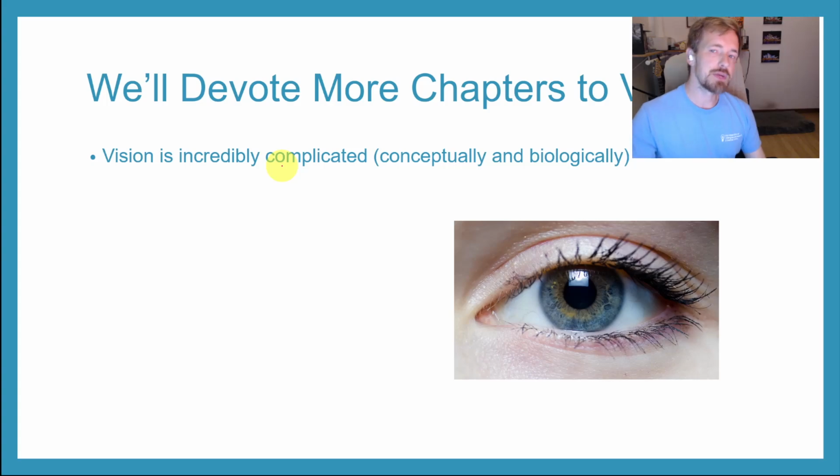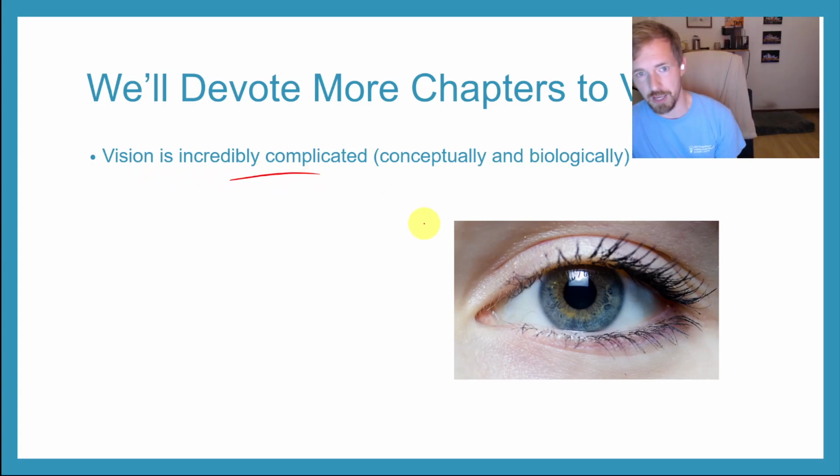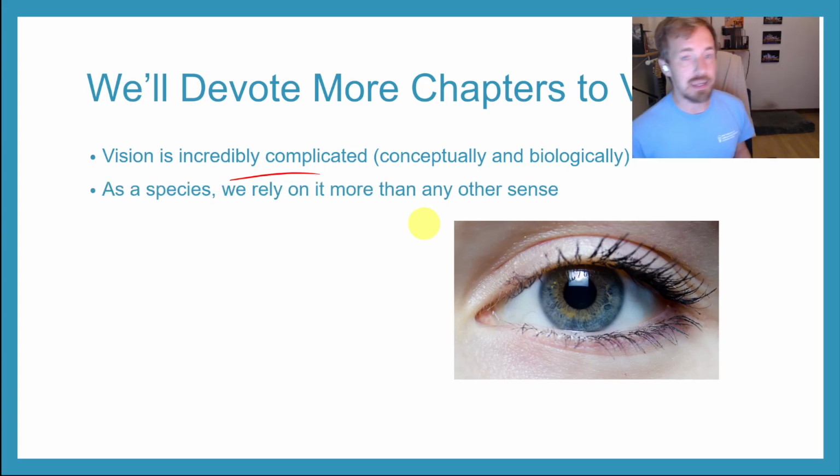So there's a couple of reasons why we are going to be spending half the semester talking about vision. One is because vision is really complex. It is really complicated. It is not an easy process that happens in the human body. It is a very advanced biological system. Also, we do use it more than other senses, generally speaking.